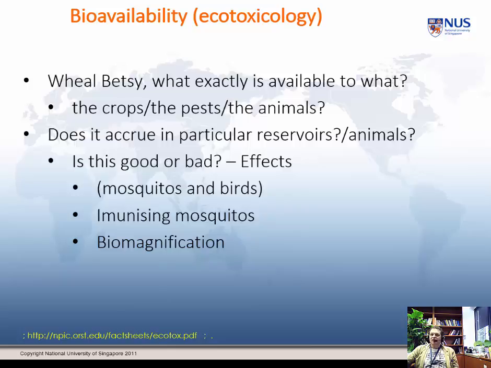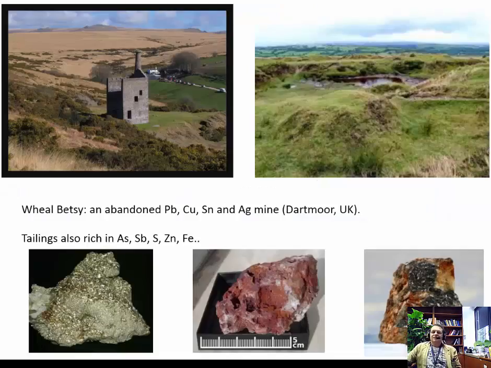We're going to look at an old lead, tin, silver mine in Cornwall called Wilbetsey. Okay, so this is Wilbetsey. It's on Dartmoor in the United Kingdom. There's a whole series of these mines. This is the old pump house, cable house. So the mine shafts were under here and under here. There's a whole series of these. They're on the metalliferous aureole.